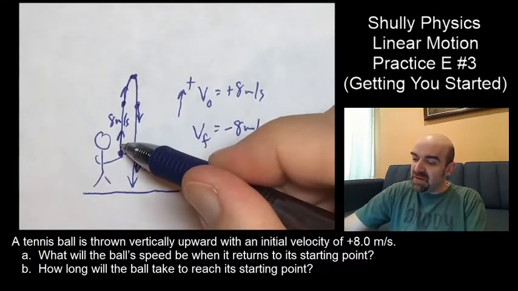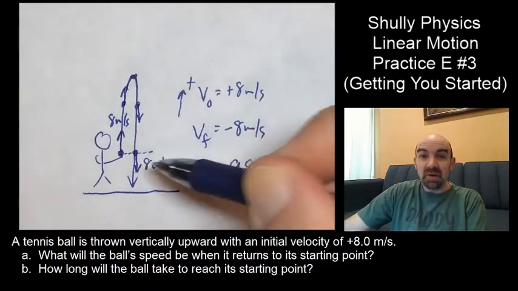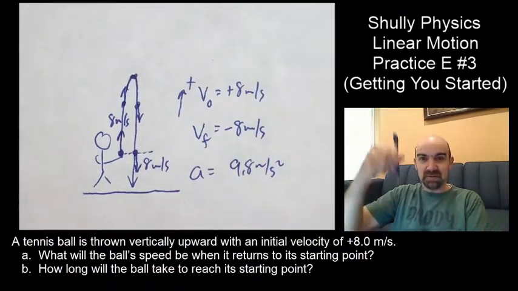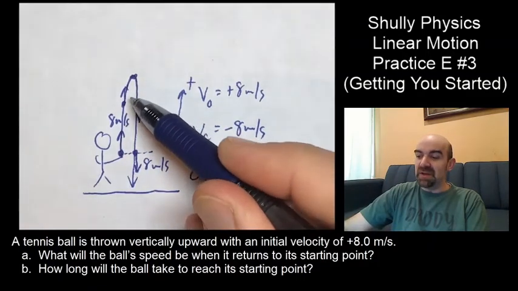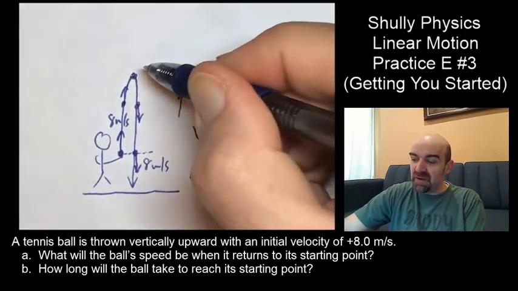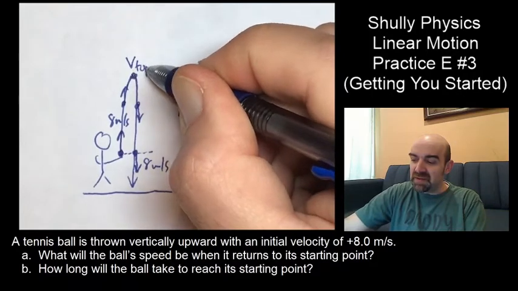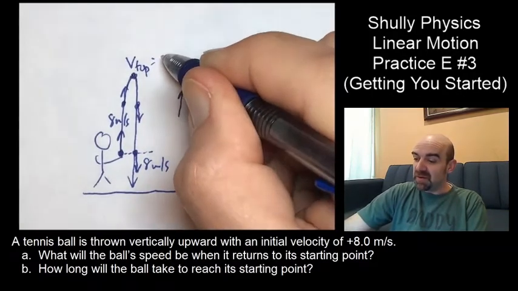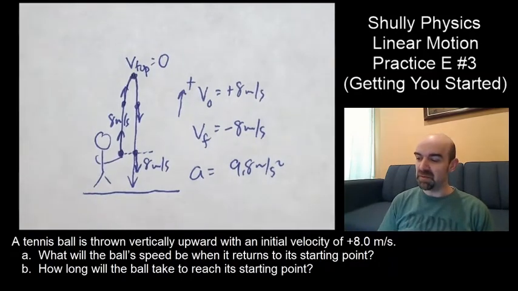So why does it get slower as it goes up and faster as it goes down? Because the acceleration due to gravity is down. As it's moving up with a positive velocity, there's a negative acceleration that makes it get slower. So at the very tippy top, what is that velocity? It's 0. And that's also one of the implied bits of information for one of our next problems. At the very top point, the velocity is 0.